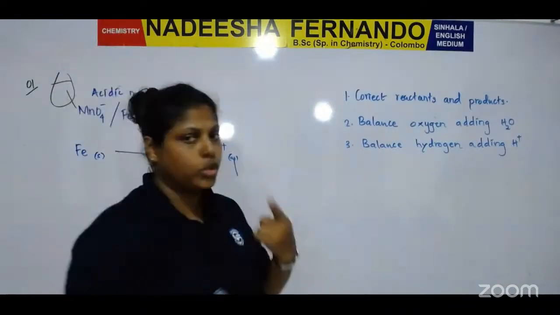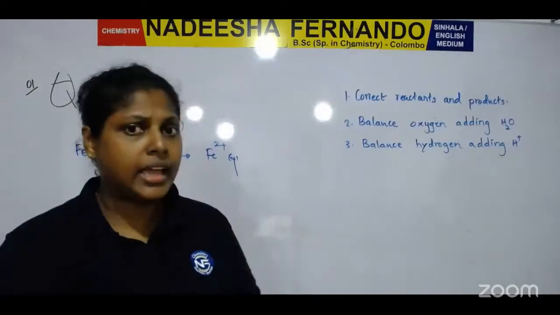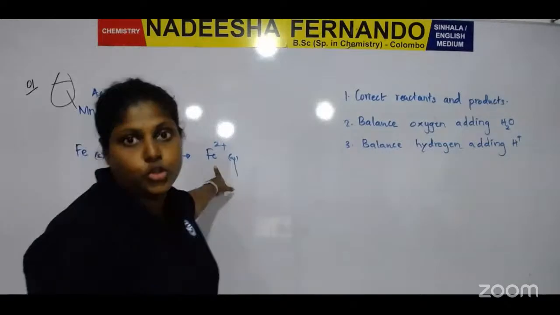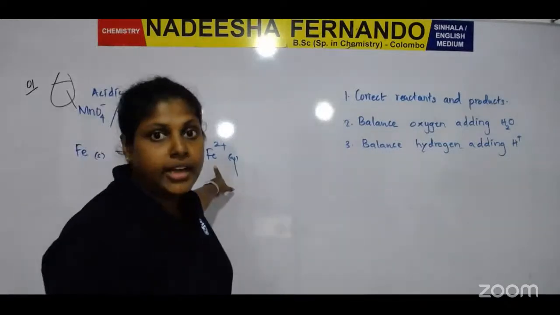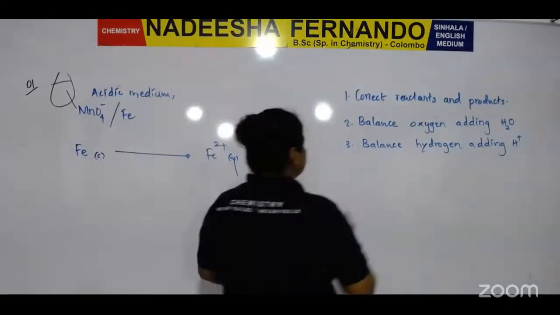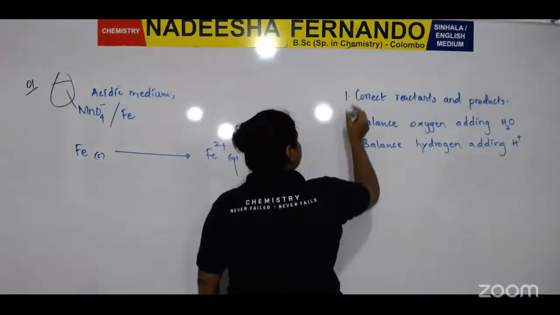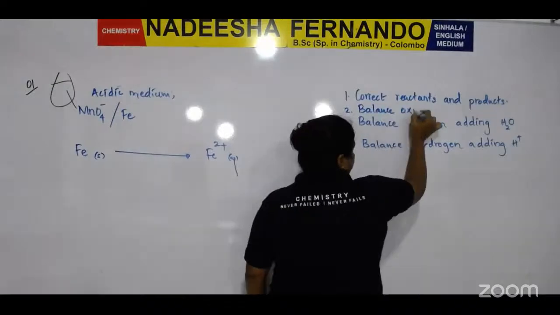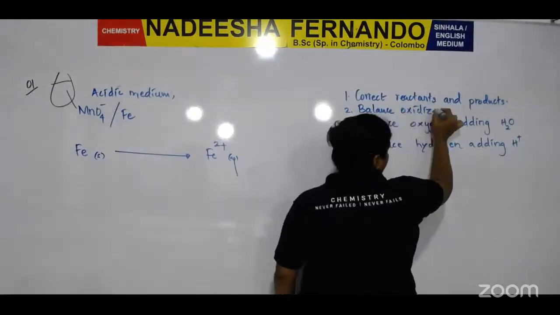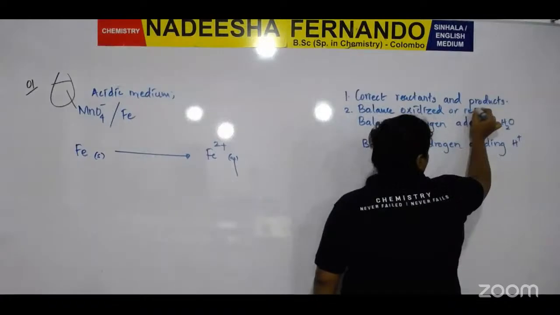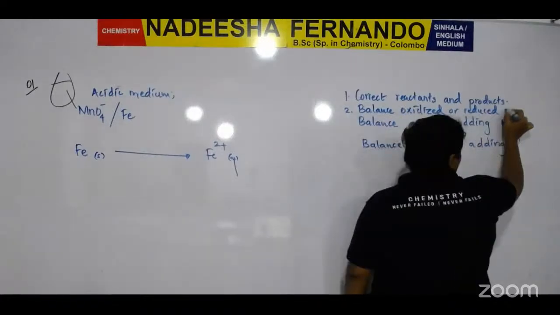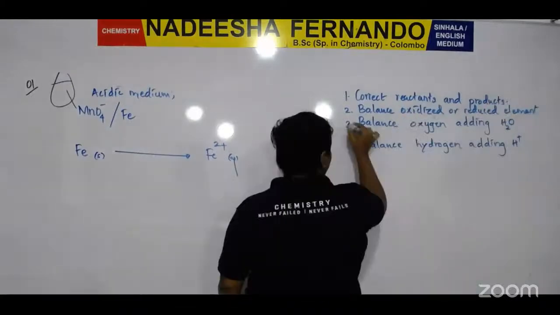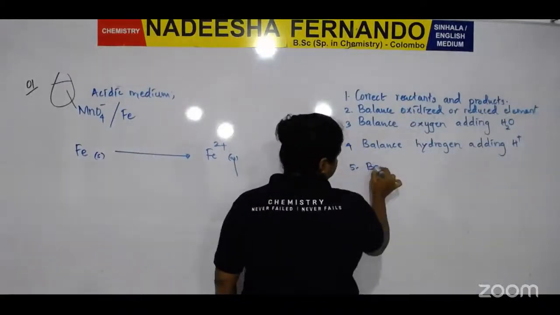Before that, you need to balance the main element. Here, Fe: this side should also have one Fe. Then balance the oxidized or reduced element. Then 3, 4. Finally, balance charges.